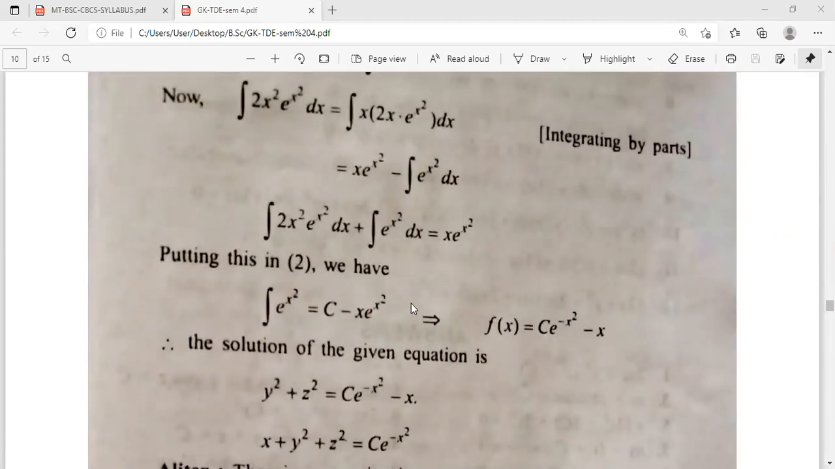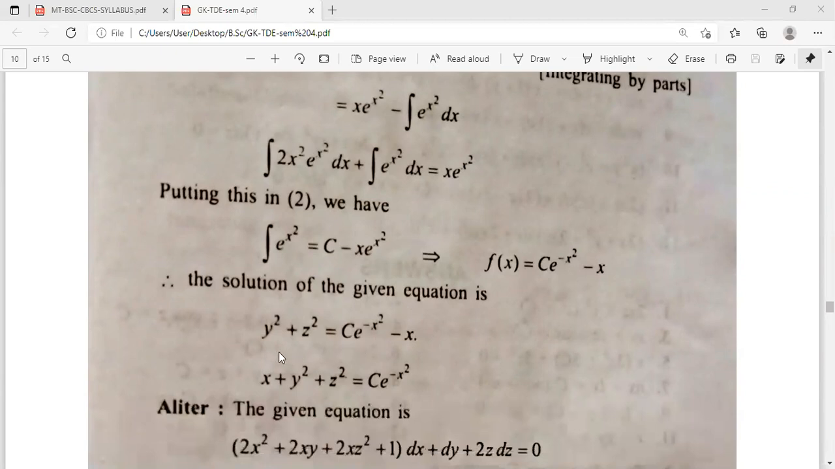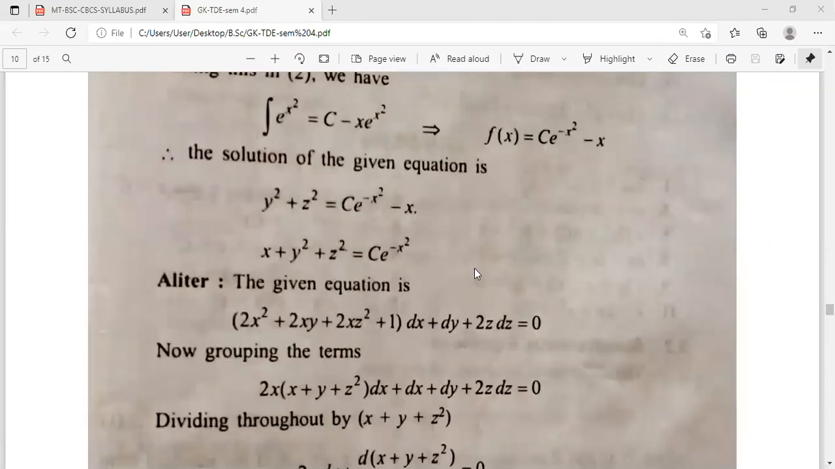Okay. Now, the solution of the given equation is y square plus z square equal to c e to the power minus x square minus x. Now minus x you can shift to the other side and you can write x plus y square plus z square equal to the same. Okay. Now the same problem you can do in another way.